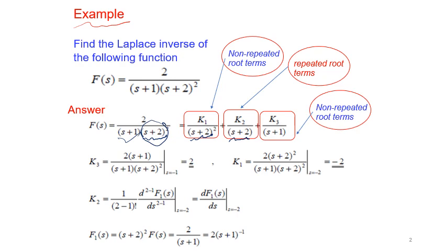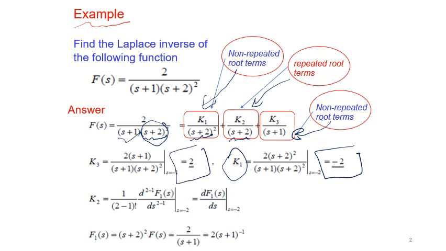As noticed here, this part is not repeated, and this part is repeated. For the non-repeated, it's to be calculated the same as case 1. So we can calculate K1, which is equal to minus 2, and K3, which is equal to 2. K2, which is the repeated element, is to be calculated by using the formula, the equation given in the previous slide.